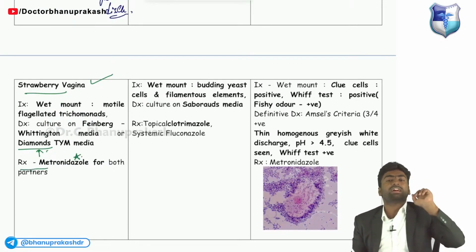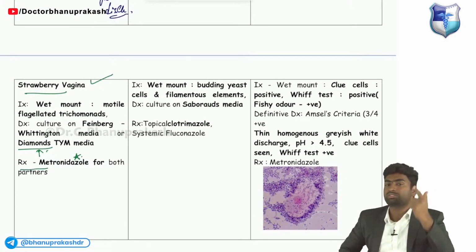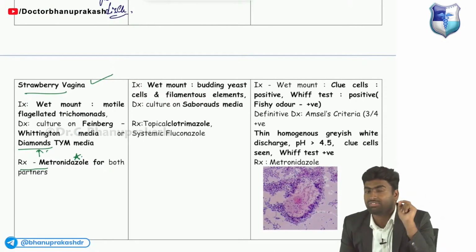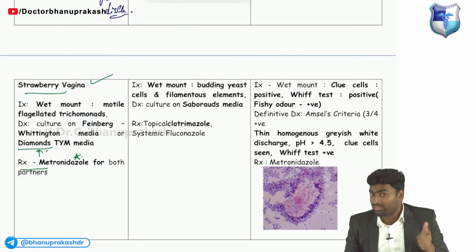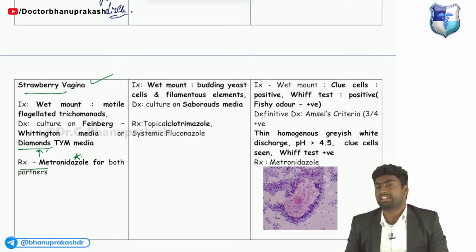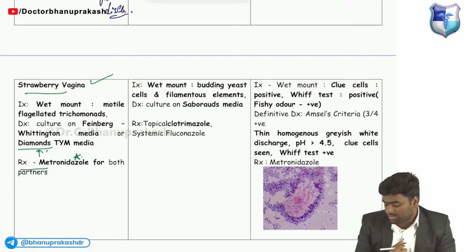So trichomoniasis: green frothy discharge, and there will be a strawberry cervix, and for culture, we'll use Diamond media. There will be twitching motility, and for treatment we will use metronidazole.